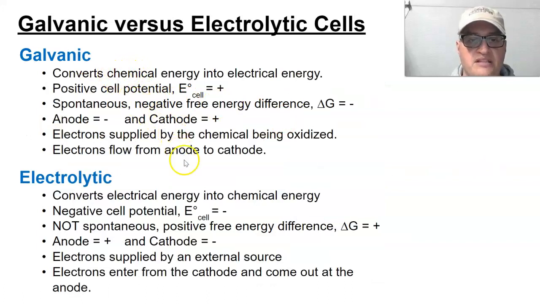So, again, summary to have here, this is not spontaneous. This, of course, is spontaneous. You have a positive cell potential, as we'll get to calculating those. This one has a negative cell potential. So, again, we use these all the time. That's why it's going to be important to know the difference. And I believe that's it for this section.